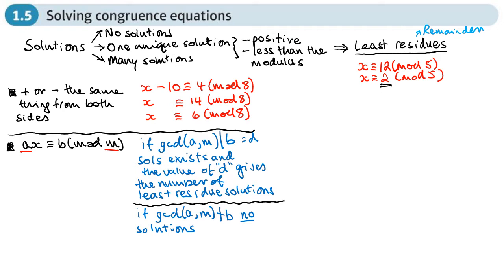So here's an example. Let's say I had 9x is congruent to 5 under mod 18. First of all, I work out the greatest common divisor of 9 and 18, which is 2. So I see if this 2 divides b, this value here, 5. 2 does not divide 5, so that means this equation has no solutions.